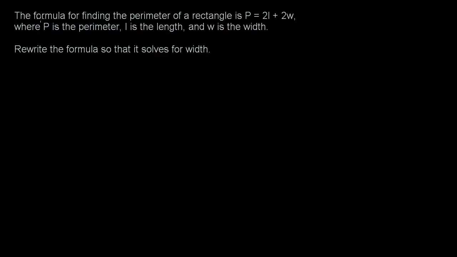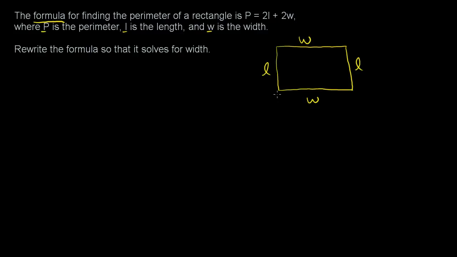We are told that the formula for finding the perimeter of a rectangle is P is equal to 2L plus 2W, where P is the perimeter, L is the length, and W is the width. And just to visualize what they're saying, and you might already be familiar with this, let me draw a rectangle. And that looks like a rectangle. And if this side's length is L, then this side's length is also going to be L. And if this width is W, then this width up here is W.